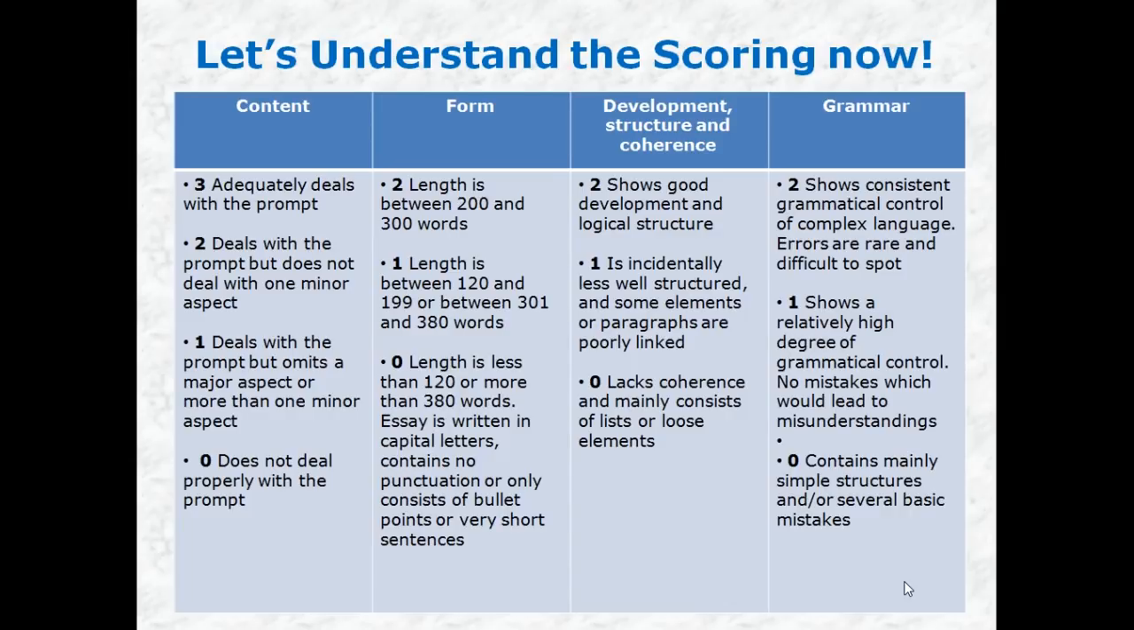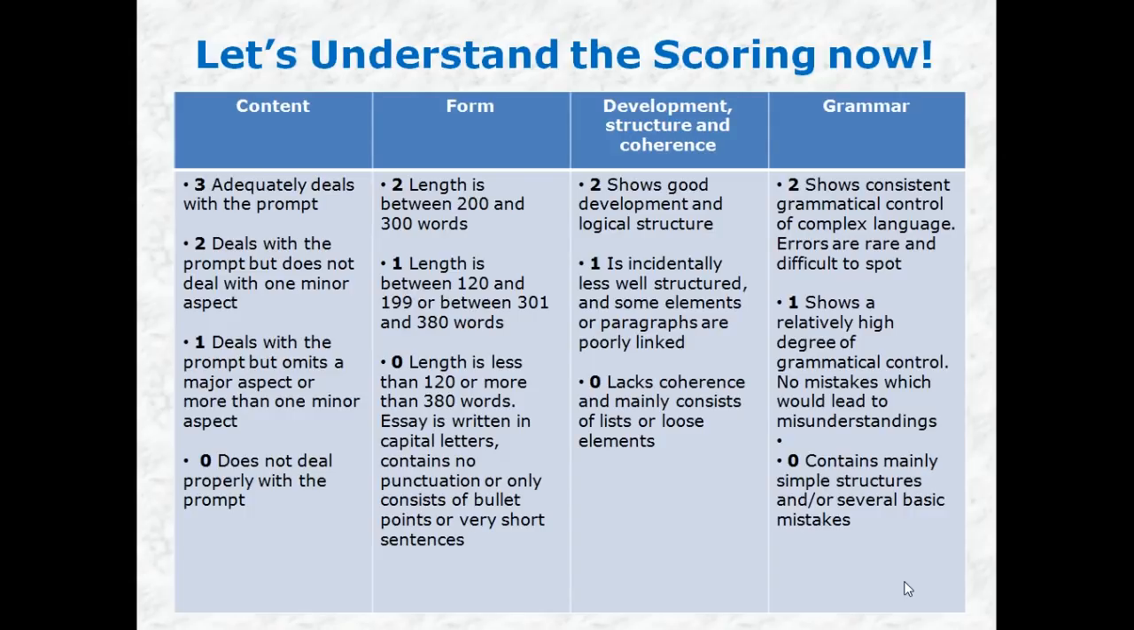I was elaborating the term development structure and coherence. This is basically the logical flow between the structure of the written lines, and you get full credit here, that is 2 out of 2, when the need is fulfilled. Otherwise, again, you will be getting a lower score. So remember, logical flow must be there.